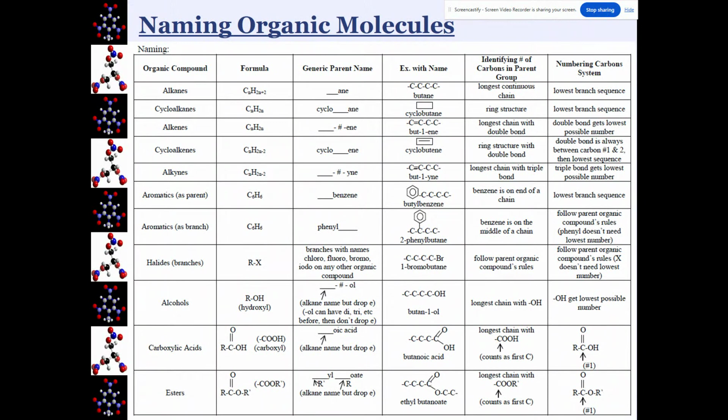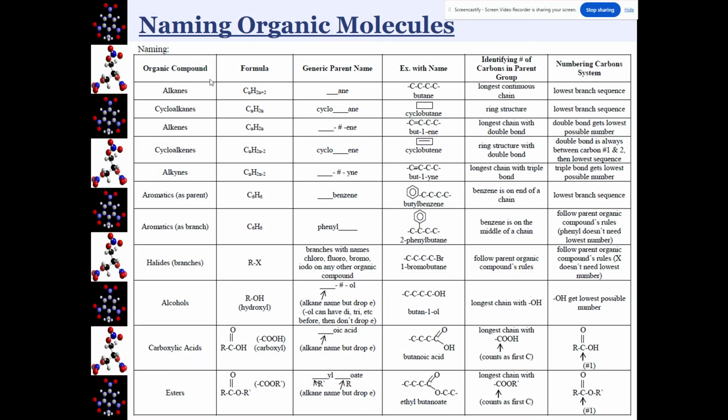Well, in this video, we're going to look at not every single organic molecule that you see on this page, but we are going to start by looking at alkanes and cycloalkanes. So the organic compounds in Chem 30 that we're going to be focusing on naming are all listed here. There's several of them, okay?